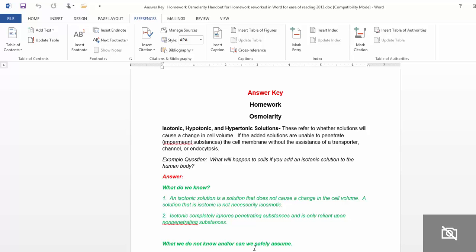So the example question: what will happen to cells if you add an isotonic solution to the human body? This is the very easiest possible question you could have. Can't get any easier than this because we've sort of eliminated a lot of things. So what I'm going to do is take you through how I would work a problem like this. You're going to see something much more challenging than any of these on your exam. But again, we're going to crawl, and we're going to walk, and we're going to run.